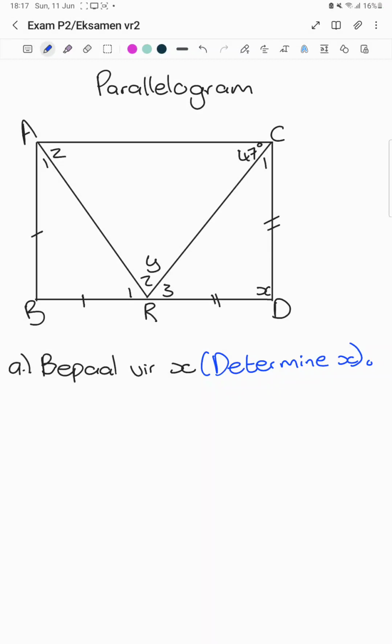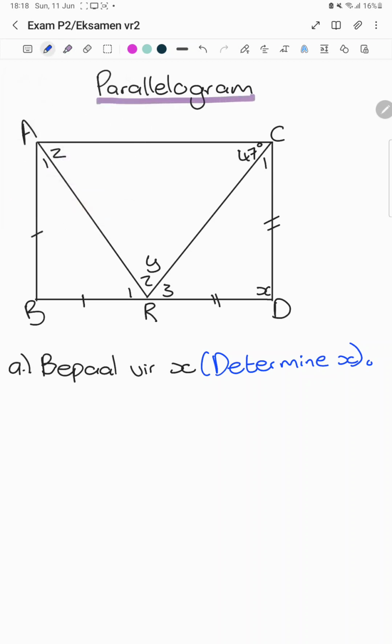Alright, let's quickly have a look at the following. So this is part of Euclidean geometry, deel van Euclidiese meetkunde. Alright, so ABCD is a parallelogram. Now the moment you know what shape it is, you go and you fill in the information of that shape.